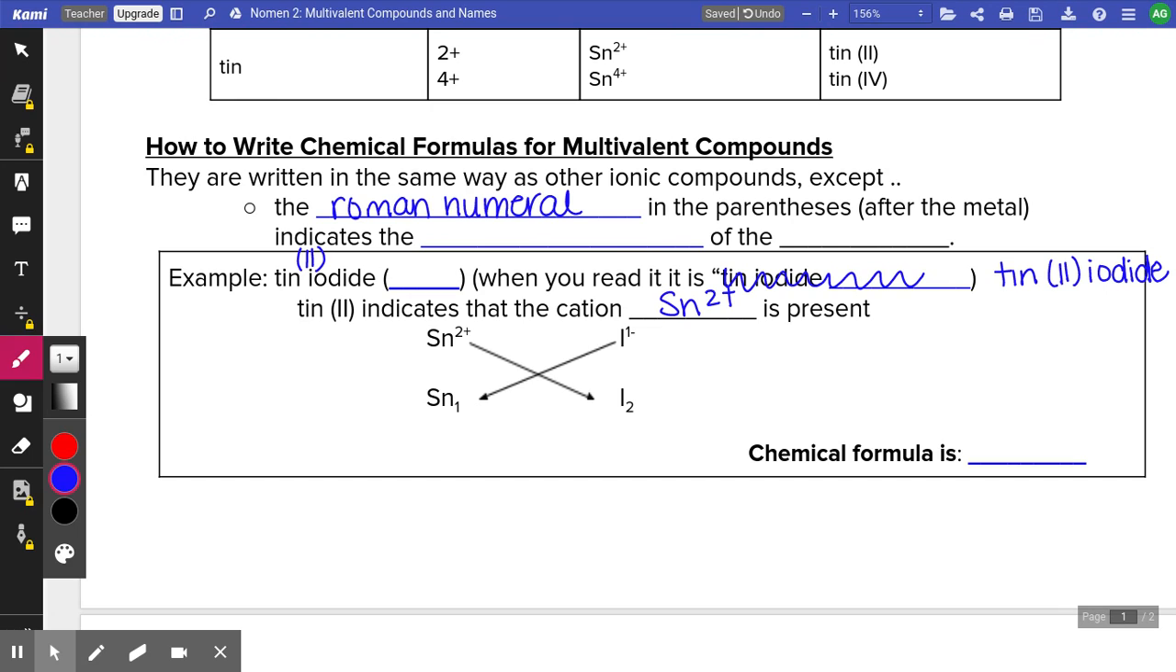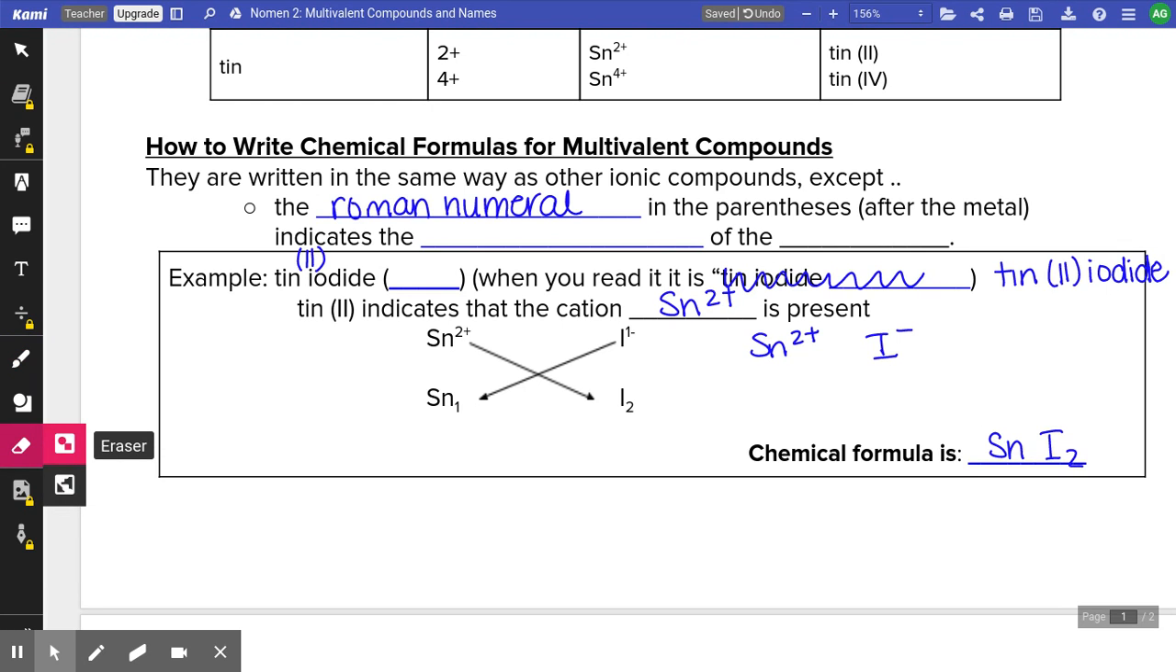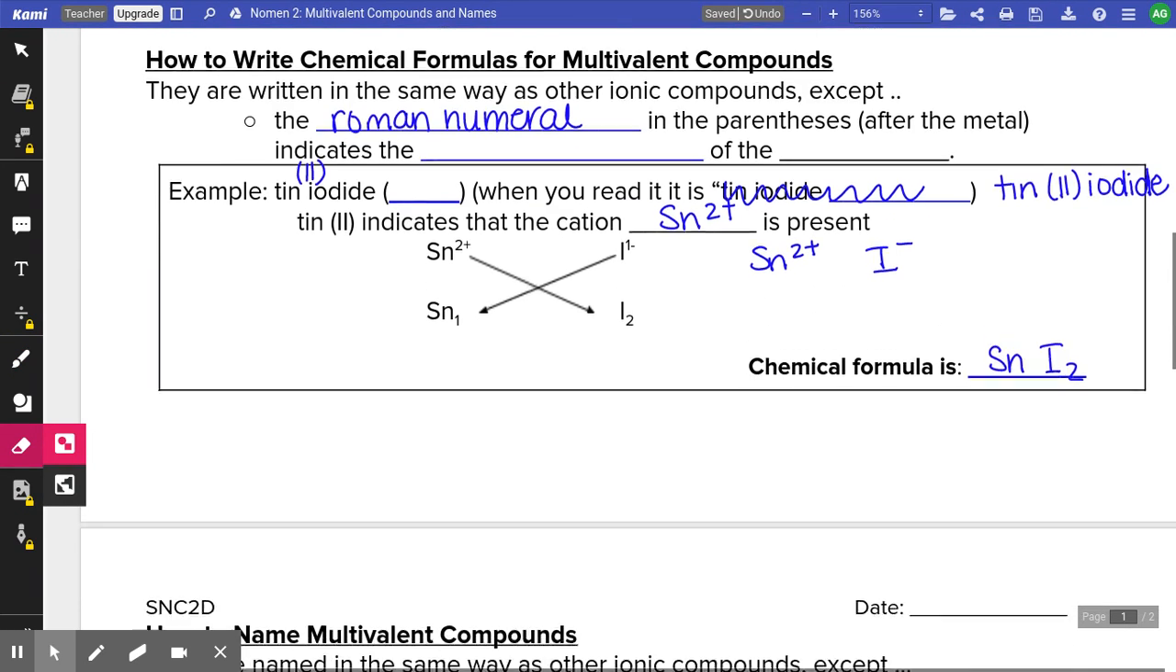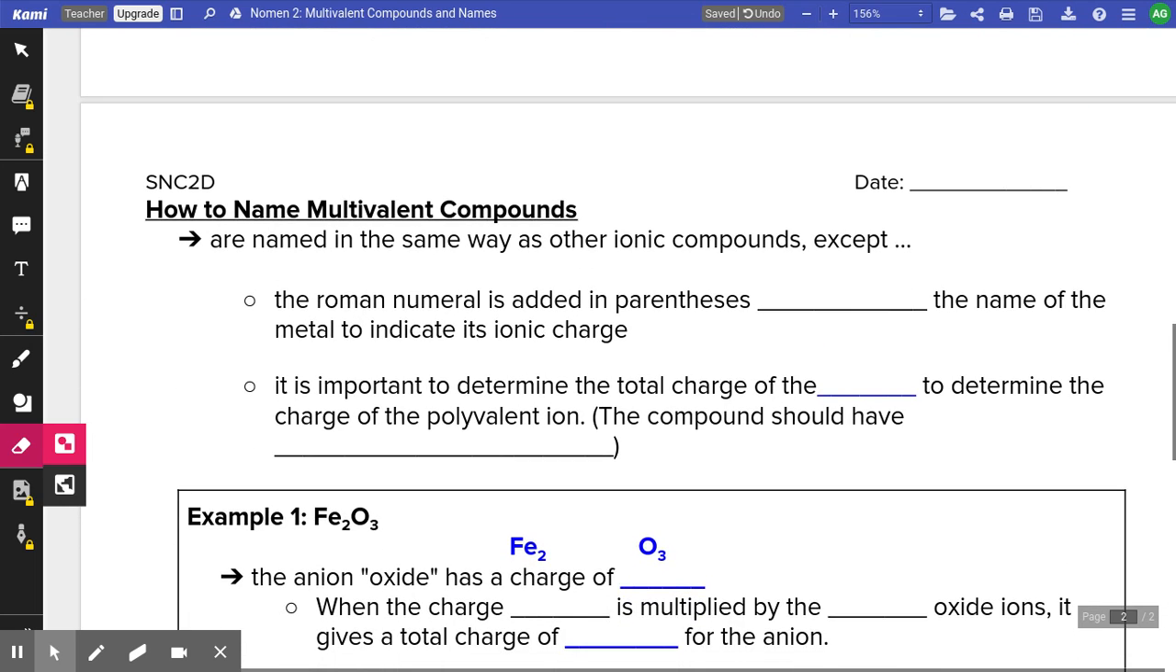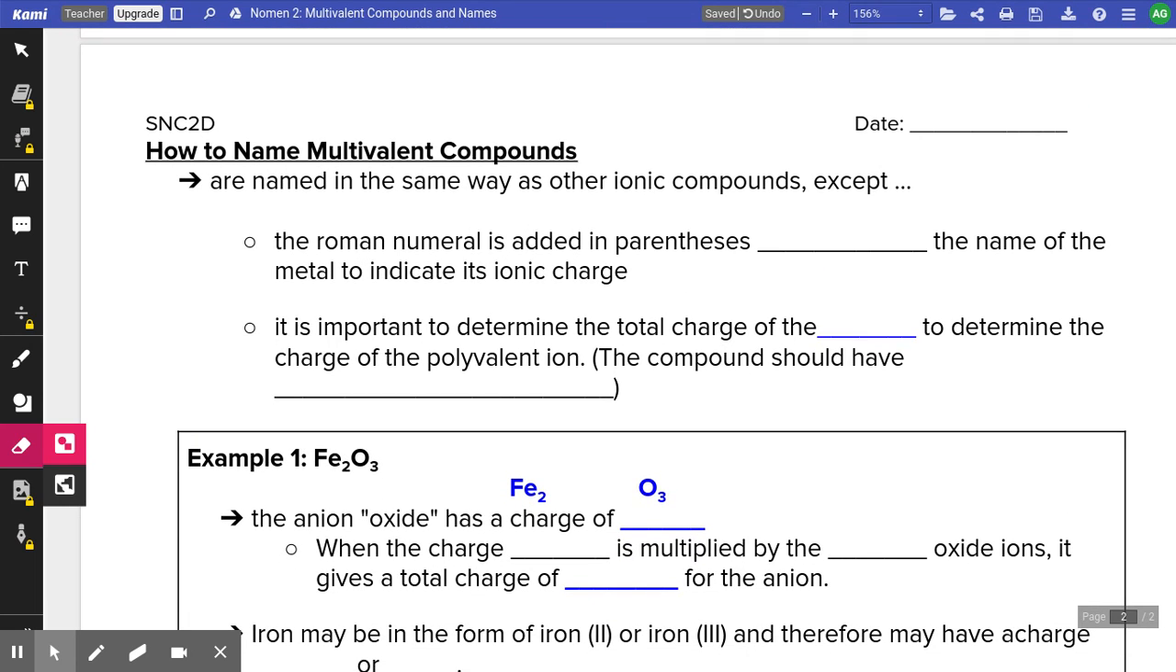So again, if we're doing our crisscross method, we have Sn2+ and iodide is a 1 minus, okay? And if we have a 1 minus, it can just be a minus sign, sorry. So really this should look like this. We do our little crisscross and we end up with our chemical formula, which is this. Because we don't need to write our 1, we're just going to leave it as SnI2. That's our chemical formula. Okay, so how are they named? The Roman numeral is added in parentheses after the name of the metal.